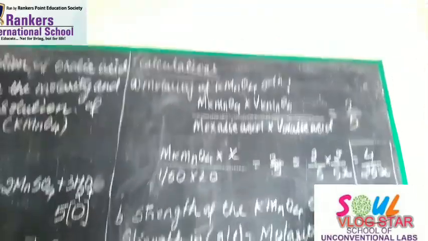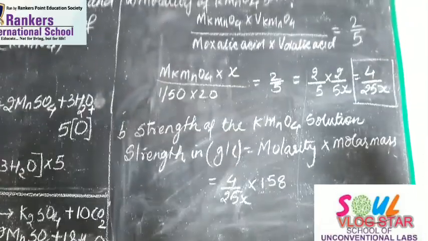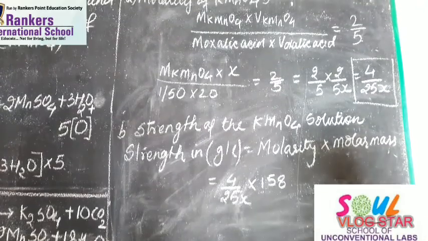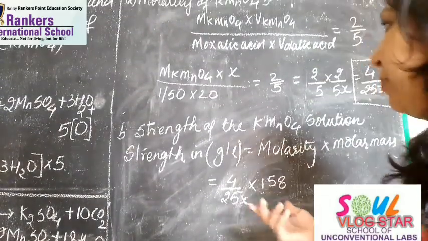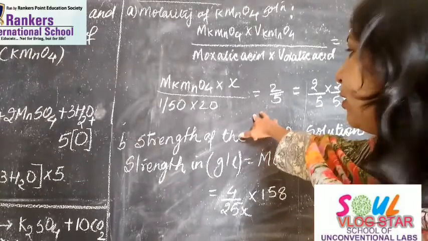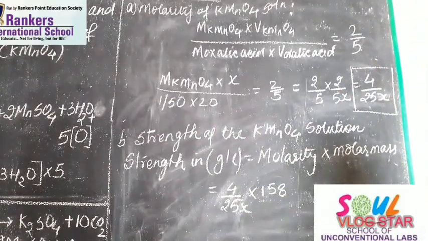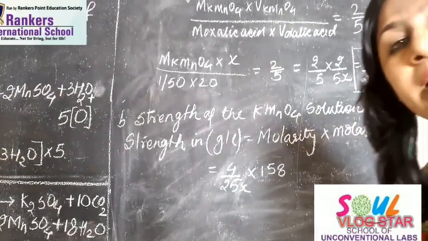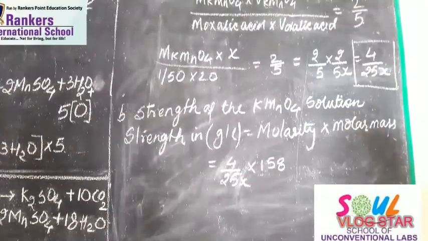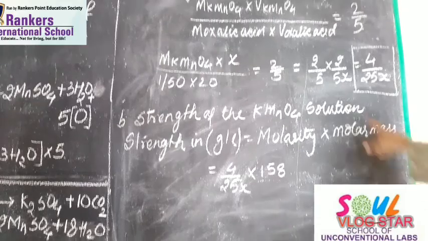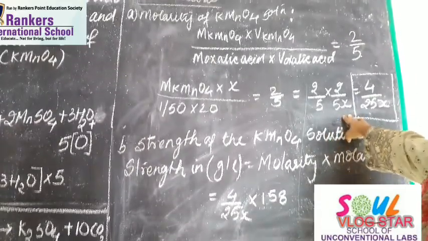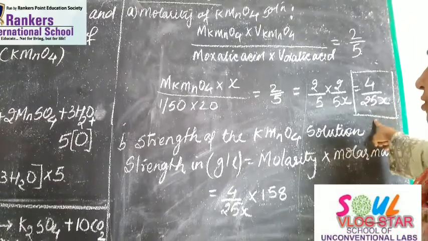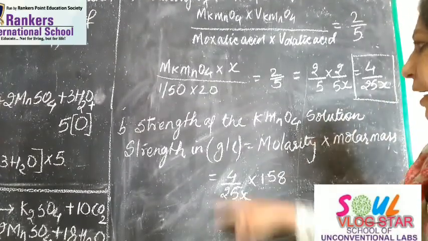Now M KMnO4 into X, the volume that will be used up, that is the burette reading, upon 1 by 50 into 20. 1 by 50 is the molarity of oxalic acid, into 20 ml that is being pipetted out, which is equal to 2 by 5, and it comes to 2 by 5 into 2 by 5x, which comes to 4 by 25x. So this way we are going to find the molarity here.